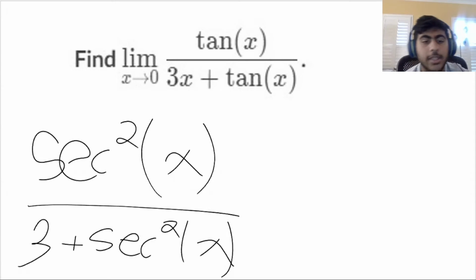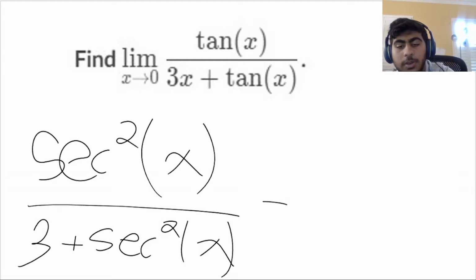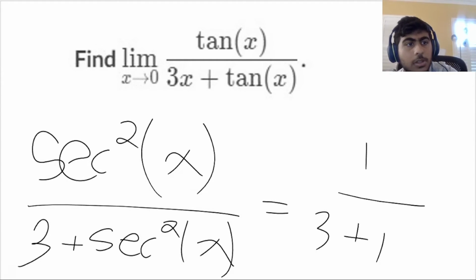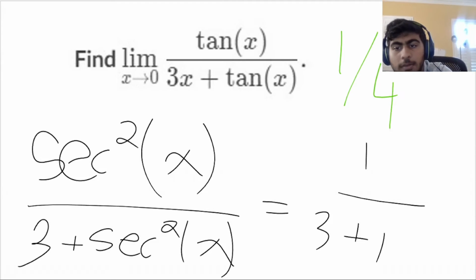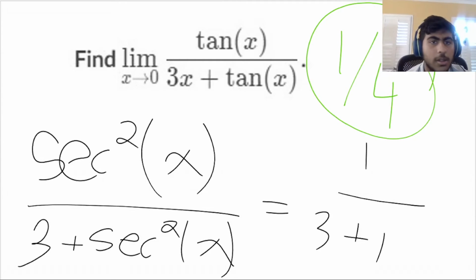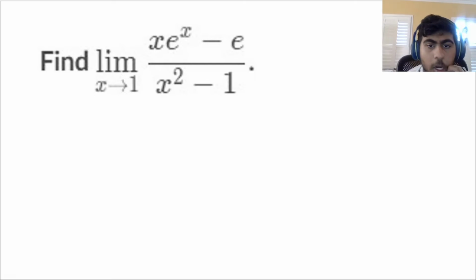And then we plug in 0. So secant squared of x, secant squared of 0 is going to be 1 over 3 plus 1. So this is just going to be 1 over 4. Let's keep going.